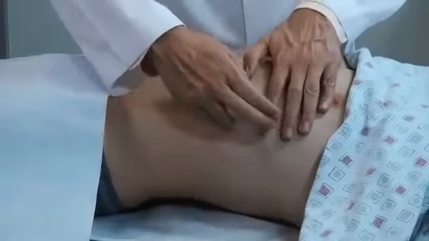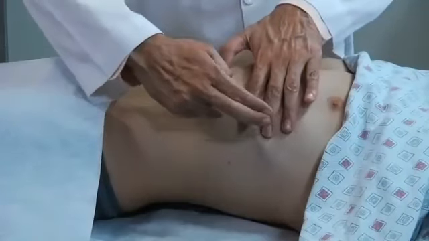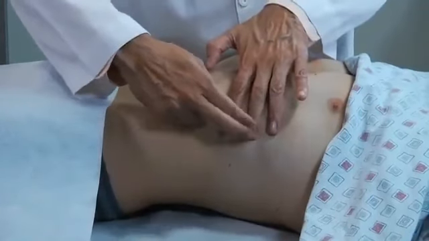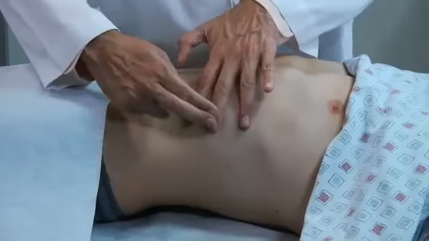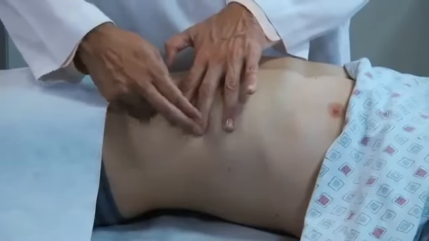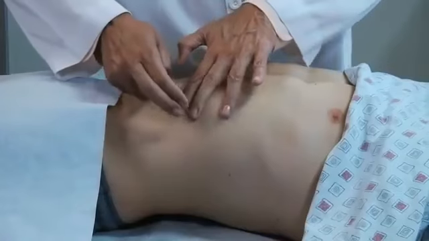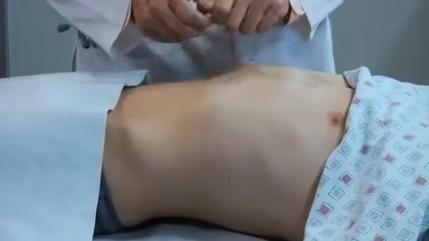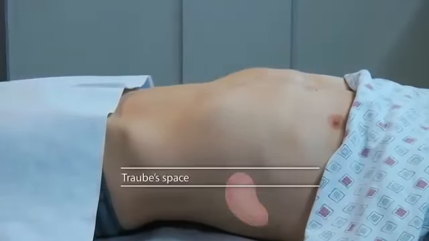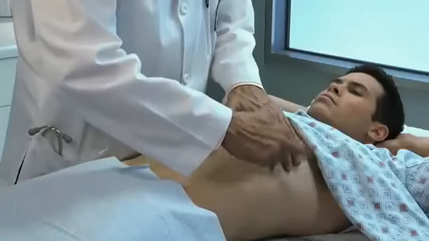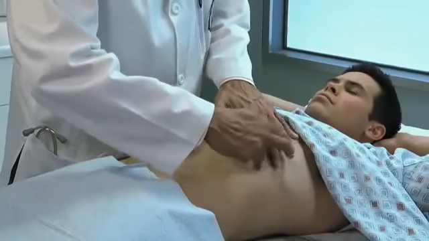To help detect splenomegaly, an enlarged spleen, percuss the left lower anterior chest wall roughly from the border of cardiac dullness at the 6th rib to the anterior axillary line and down to the costal margin. This is an area called Traub space. As you percuss along this route, note the lateral extent of tympany.